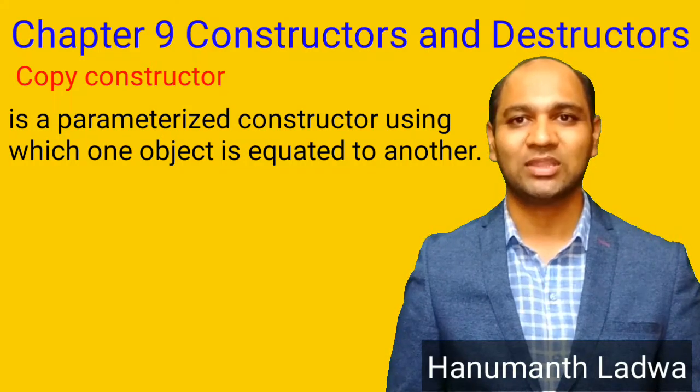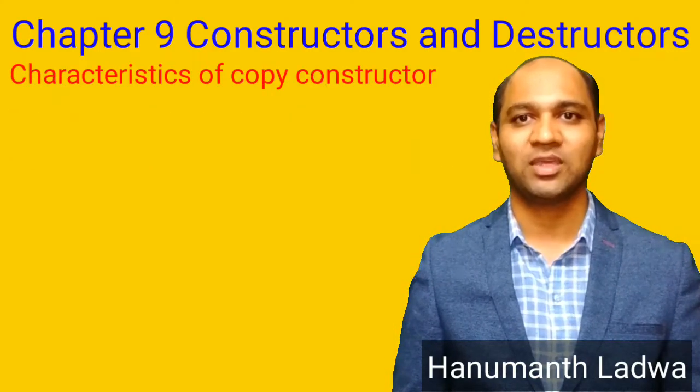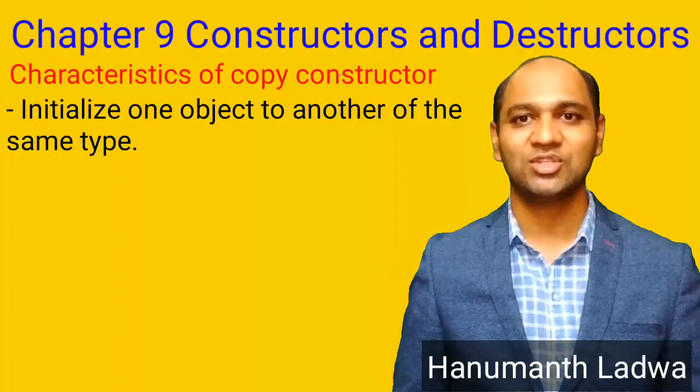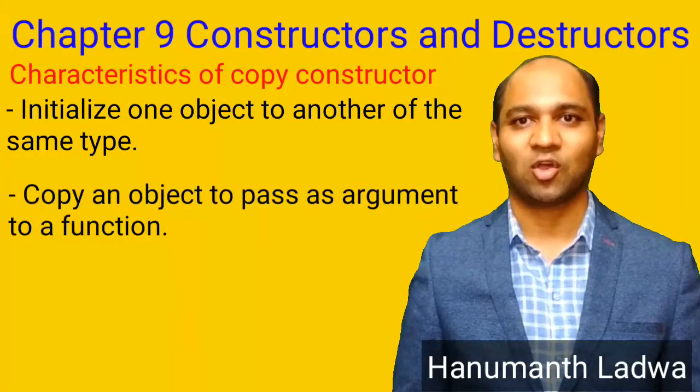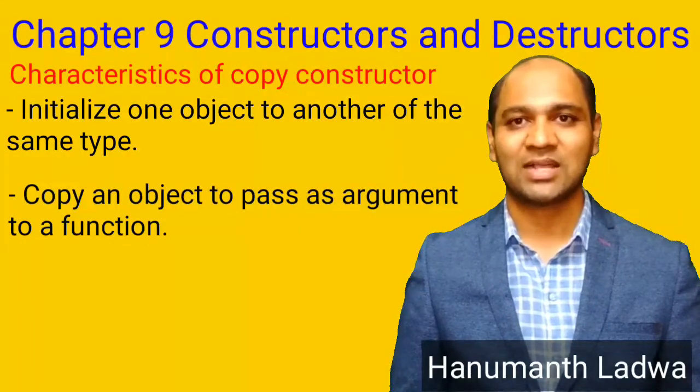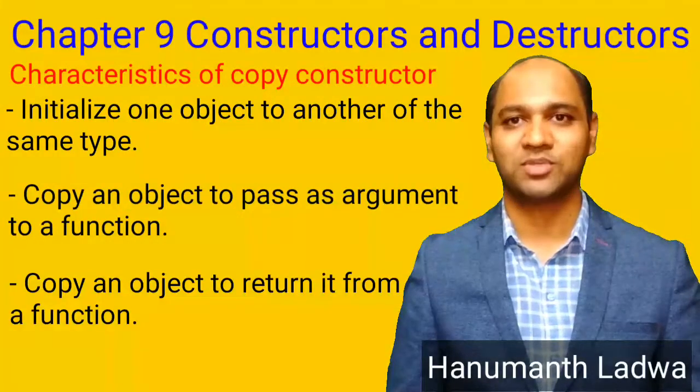Now let us continue with the characteristics of a copy constructor. First one, initialize an object with another object of the same type. Second one, copy an object to pass as an argument to a function. And the third one is copy an object to return it from a function.